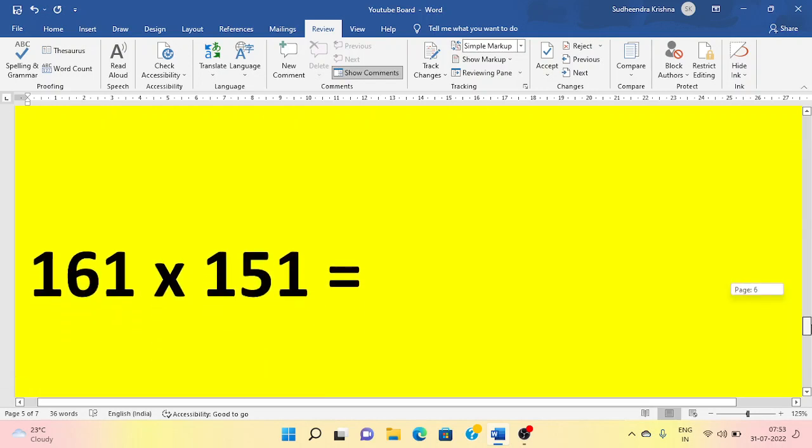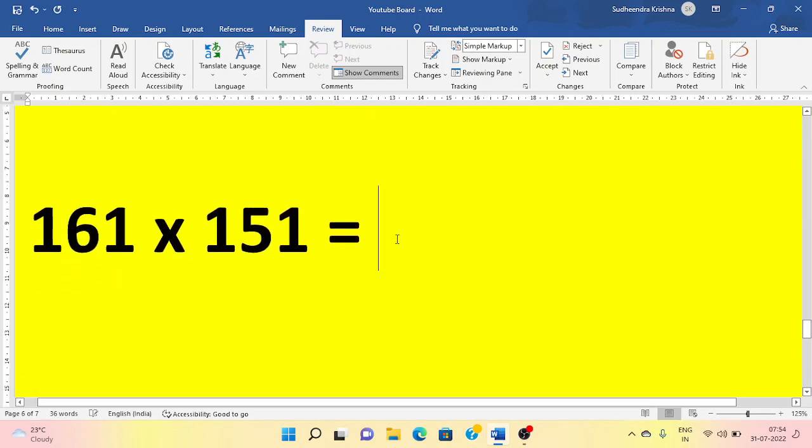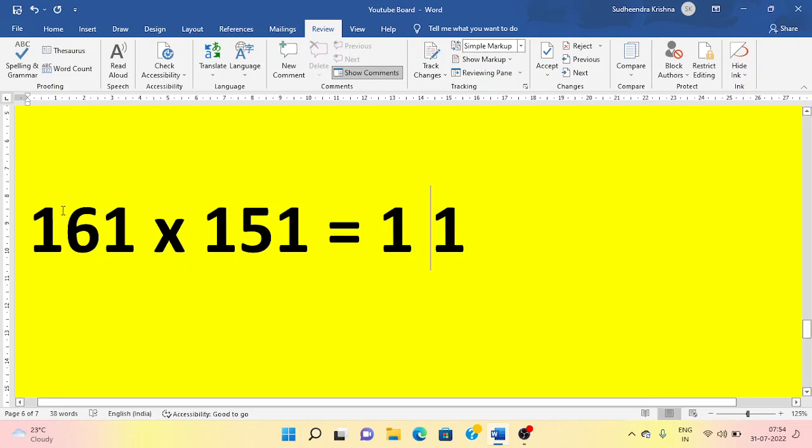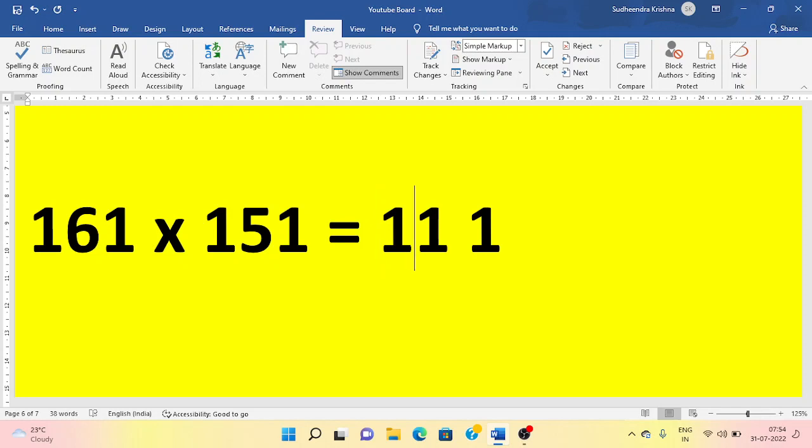Now let us take another 3-digit number. 161 into 151. So the procedure is almost the same. So put 1 and 1. Now to get the next number, in the middle of 161 you have 6. In the middle of 151 you have 5. So add 6 and 5. 6 plus 5 is 11. But 11 is a 2-digit number.